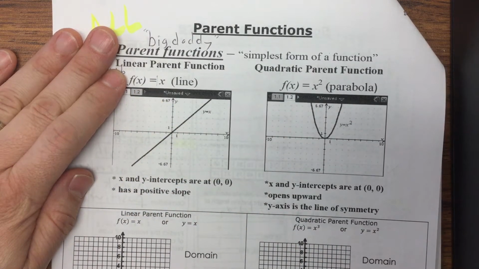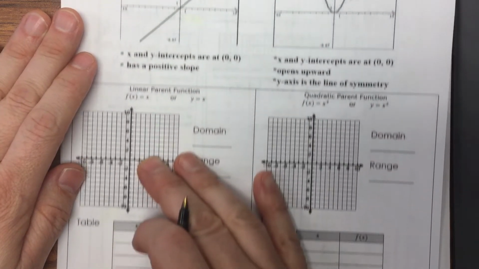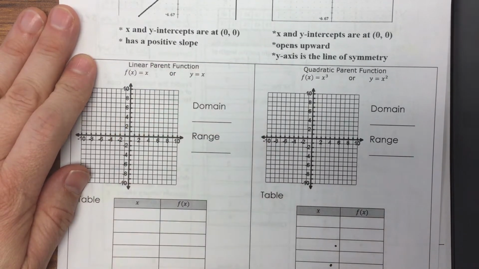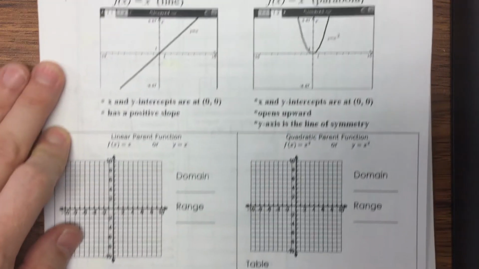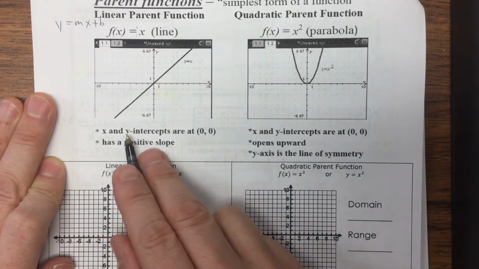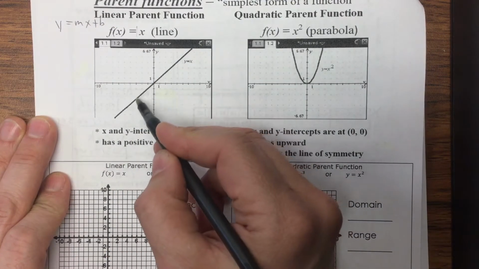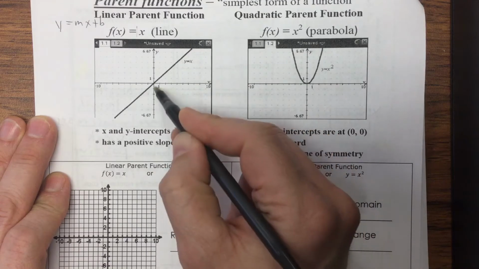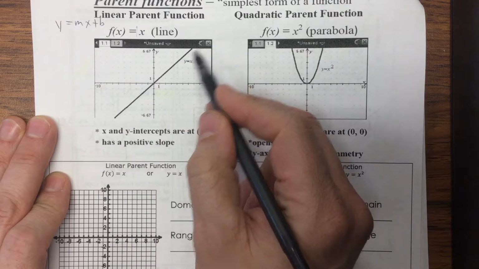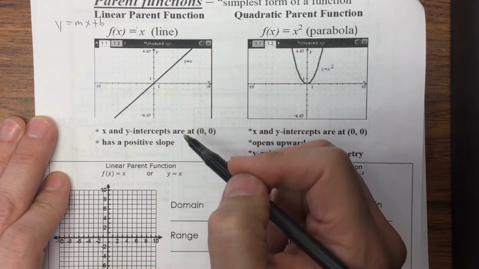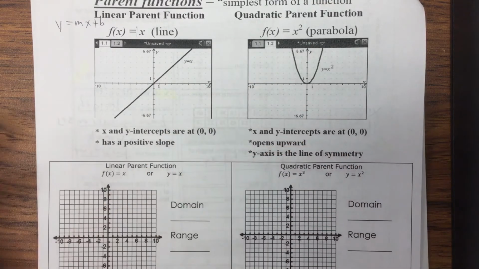Let's look and practice drawing the parent function and coming up with values that are on it. Okay? I said it, but I'm going to say it again because it's here. The x-intercept of the parent function is 0, 0, and so is the y-intercept because it crosses both of them right here at the origin. The parent function always has a positive slope. Okay, that's the default for the parent function.